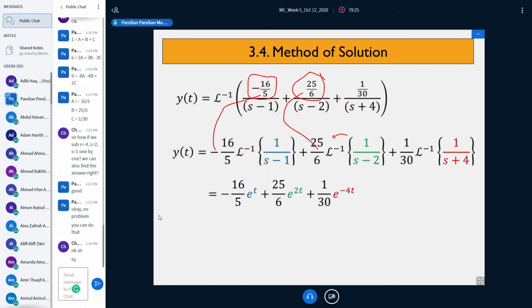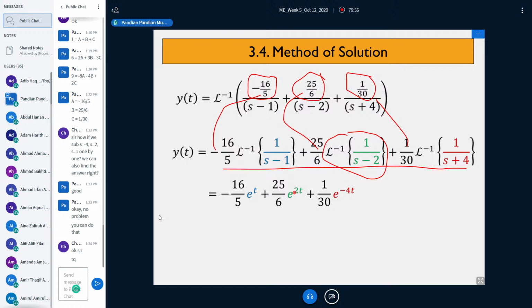Write down, not the full form, yeah? But don't worry about the numerator or denominator, later we will adjust. And 1 over 30 you take out, put outside. Inverse Laplace of 1 over S plus 4. In order to solve this, don't worry about the constant, yeah? For the inverse Laplace, you go to the table, the inverse Laplace table.